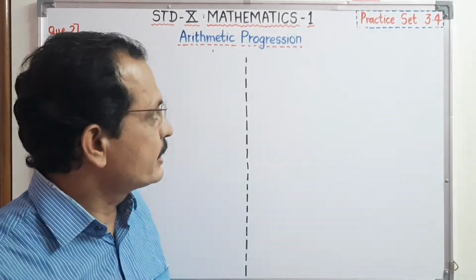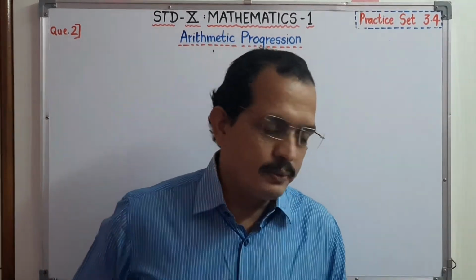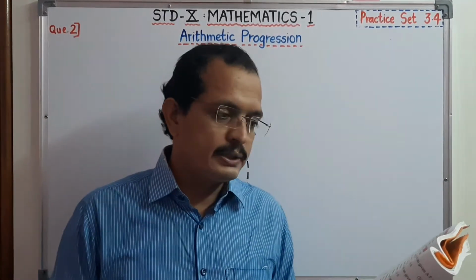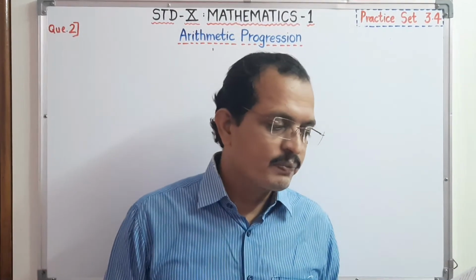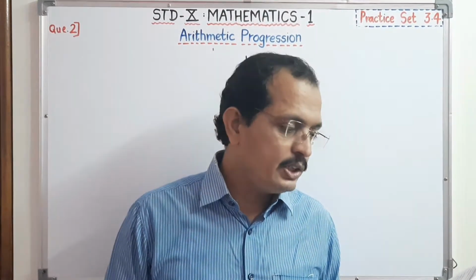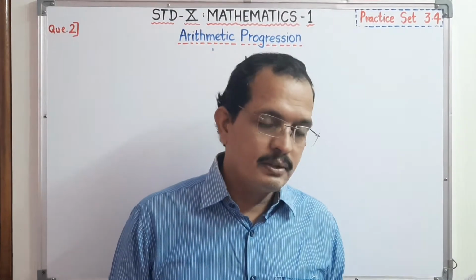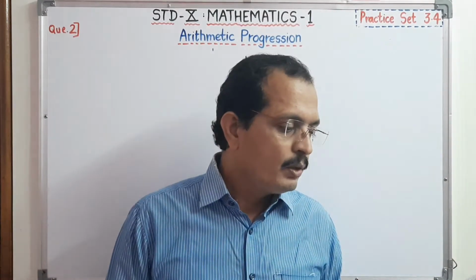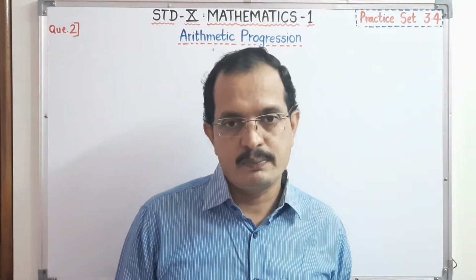Let's see the second question. A man borrows rupees 8,000 and agree to repay with a total interest of rupees 1,360 in 12 monthly installments, each installment being less than the preceding one by rupees 40. Find the amount of the first and last installment.